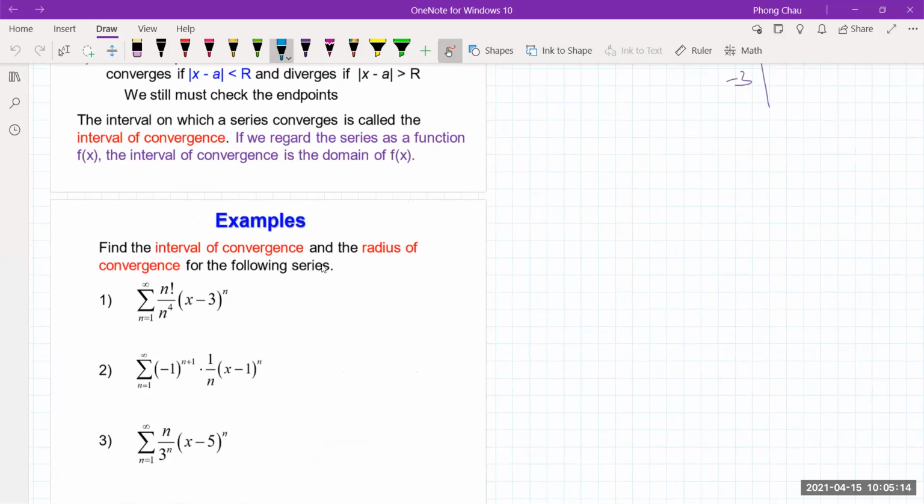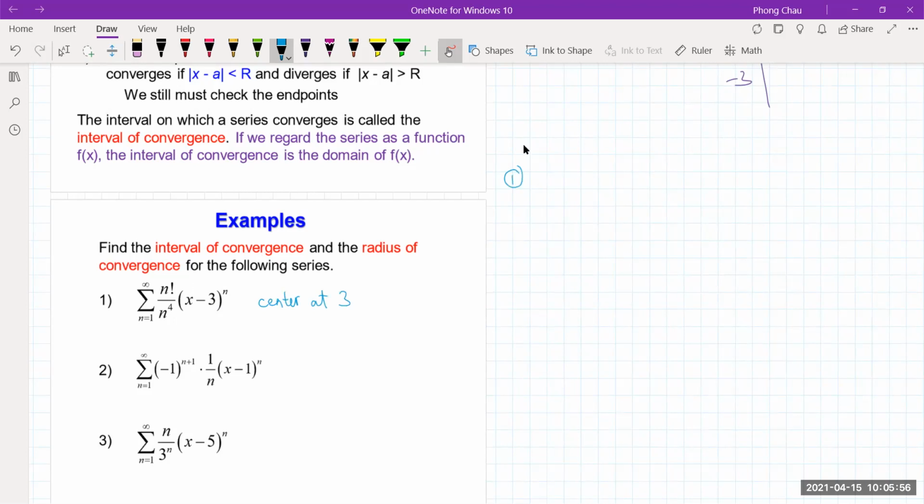Find the interval of convergence and the radius of convergence for the following series. Right, number one, we have the series. You see, you have x minus 3 to the n power. So first of all, if you were asked what is the center of this power series, the answer is 3, because it is x minus 3, right? So this is the power series center, 3, okay?